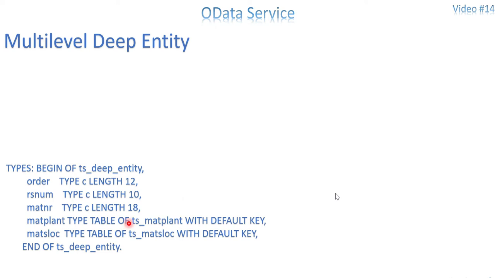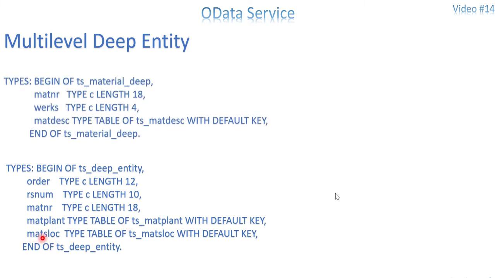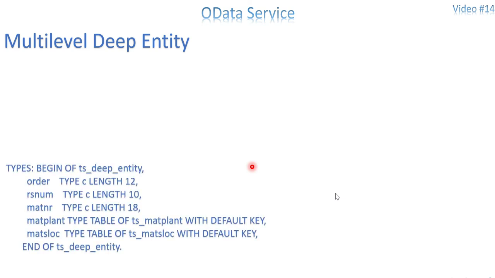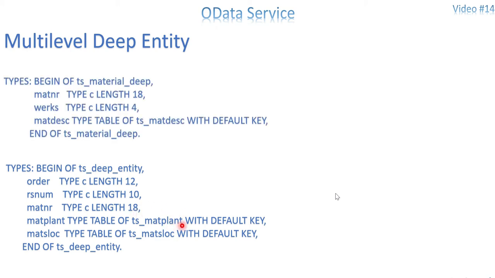Now, the second level of deep entities comes into the picture. So what I'm going to do is, one second, let me go back. Yeah, so I'm talking about these two entities now. Okay, so material plant. Can material plant be designed as just an internal table? No, because material plant has a dependent entity as well. So I'm going to design the material plant in a different way. So it's a material deep, it has material plant, and I'm having material description, okay, of type table, material description with the default key.